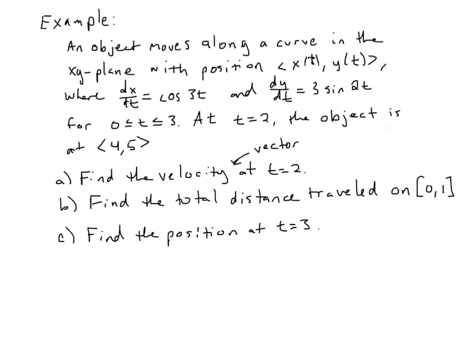And then they tell us that at t equals 2, the position vector is <4, 5>. So the very first thing we have to find is the velocity vector at t equals 2. And then we have to find the total distance traveled from 0 to 1 for time, and then find the position vector at t equals 3.